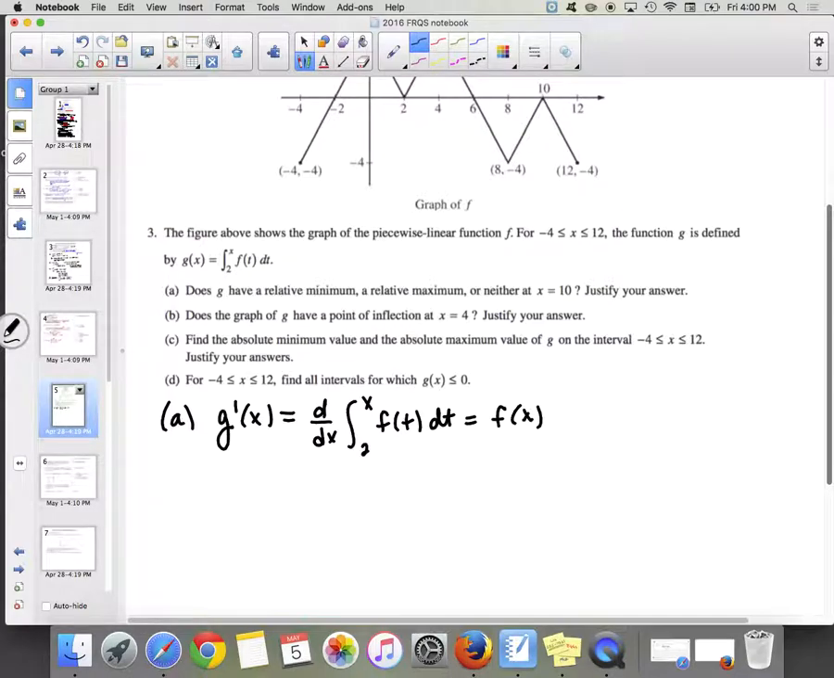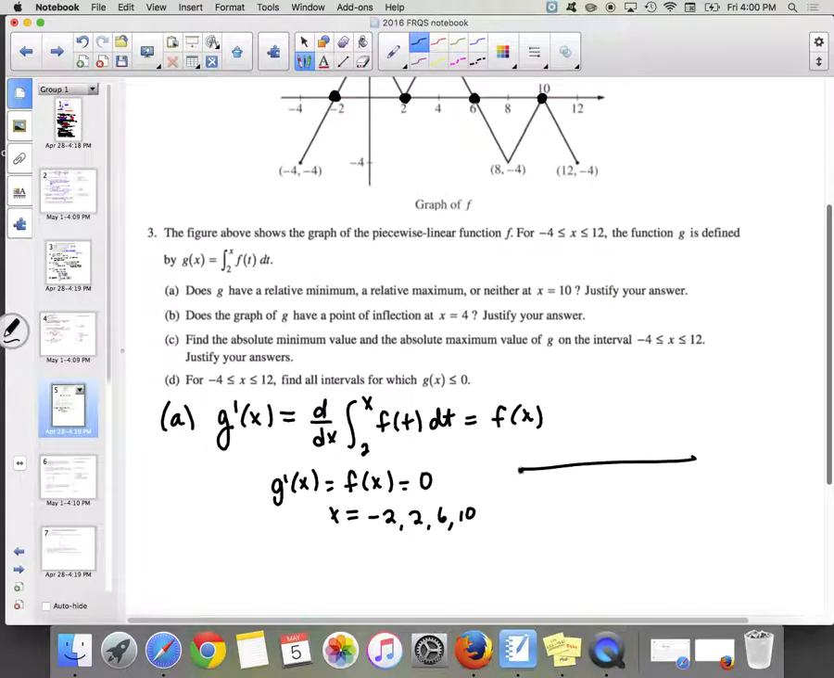The chain for this is times 1, so we don't need to write that. So g prime of x is equal to f of x, and we want to find where this is equal to 0. Well, the graph of f is shown above, and it's crossing the x-axis in 4 different locations. So the critical values are at -2, 2, 6, and 10.